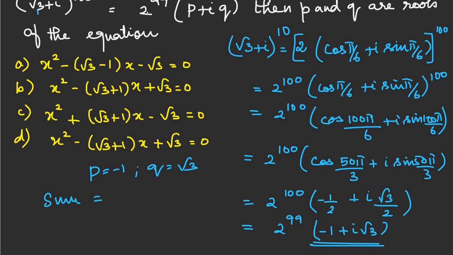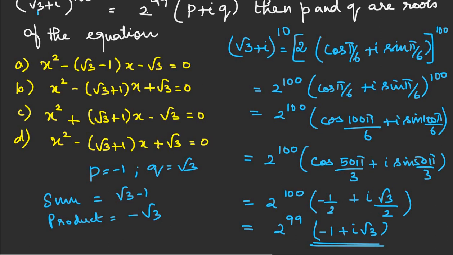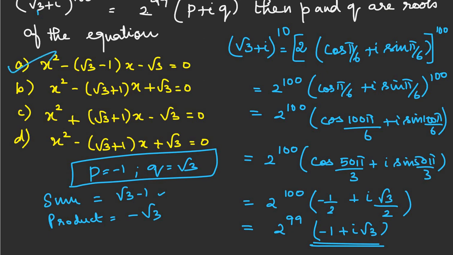Sum of the roots is equal to p plus q, which is equal to root 3 minus 1, and the product of the roots is equal to minus root 3. Therefore, the required quadratic equation must be x square minus sum of the roots into x plus product of the roots. So our answer must be x squared minus (root 3 minus 1) x minus root 3.